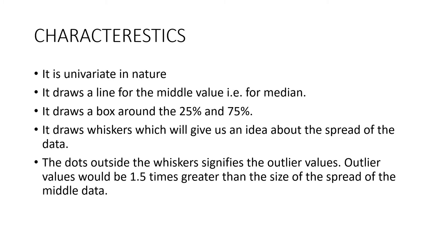What are all the characteristics of box plot? It is univariate in nature. It draws a line for the middle value, which we call the median. You may be familiar with the median. For example, if we have numbers like 4, 5, 7, 8, 9, 10, 11, then the middle value 8 is the median.